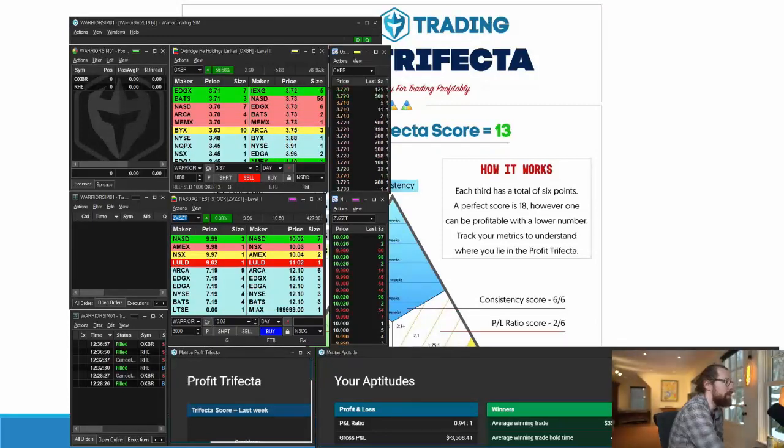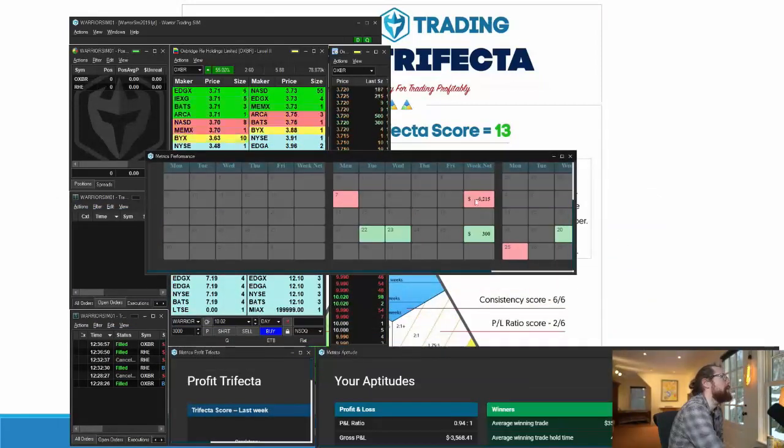Then that's when it's time to start thinking about, okay, at what point do I flip the switch and put real money on the line, right? At a certain point, it's going to make sense to do it. So there's the calendar there. You can see your profitability by day of the week and then also by week, the week in total.